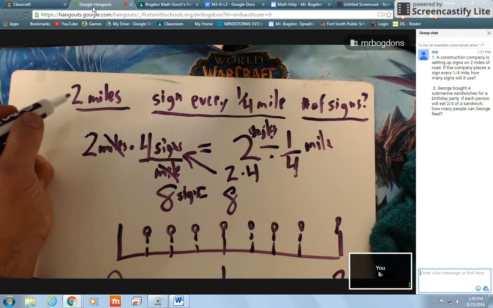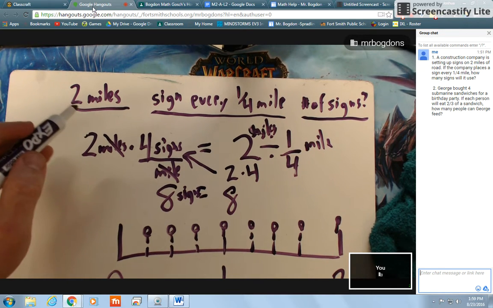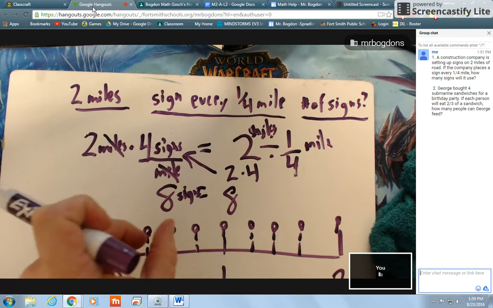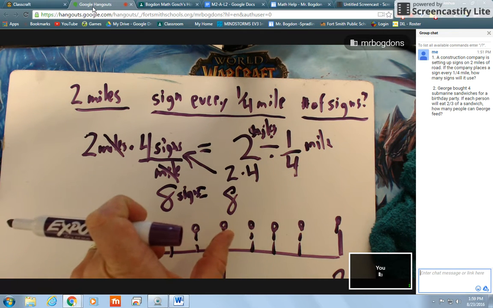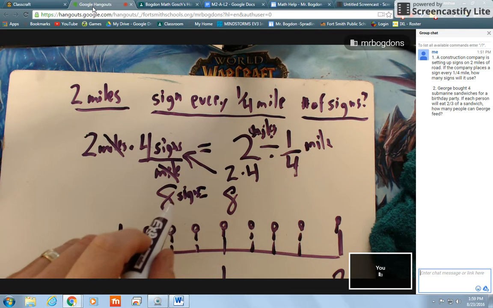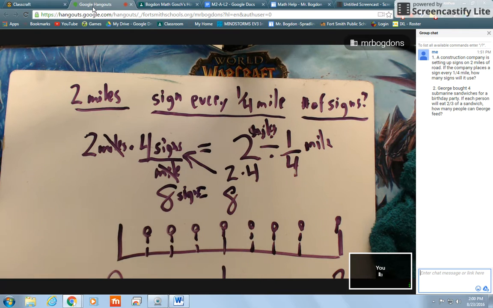And let's think about what we did. We took a total amount, and then I figured out how many 4ths go into the 2 miles. Fourths was the size of my unit. So I end up with 4 fourths for the first mile, 4 fourths for the second mile, and I find the total amount of fourths, and that's 8 signs because I get 1 sign per fourth.